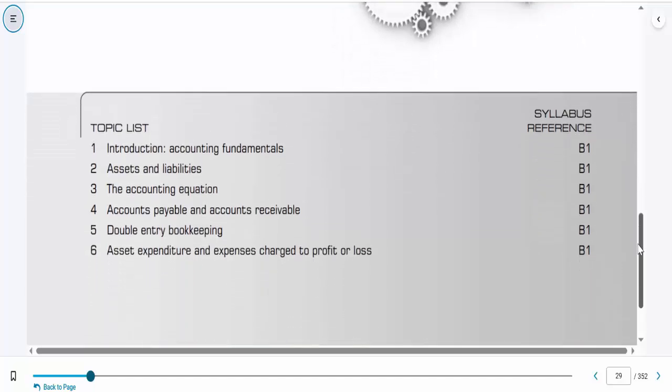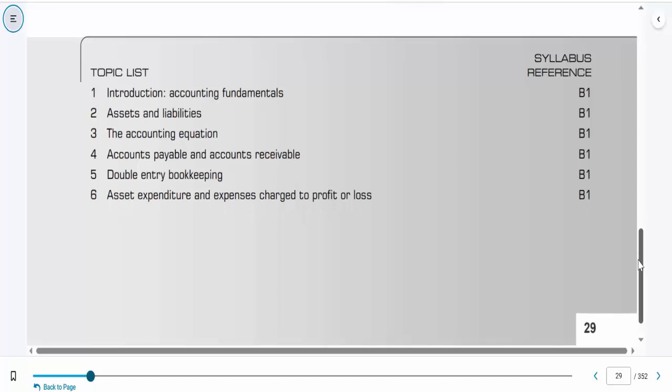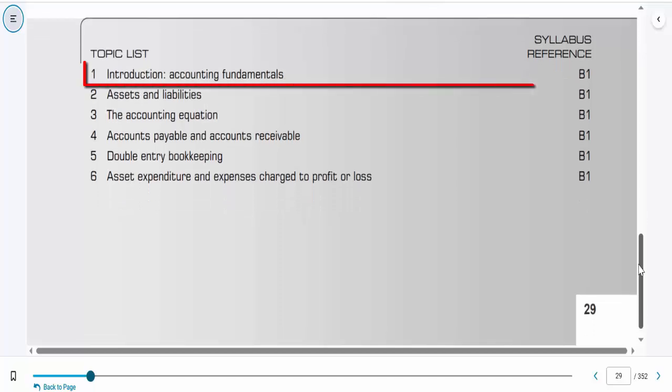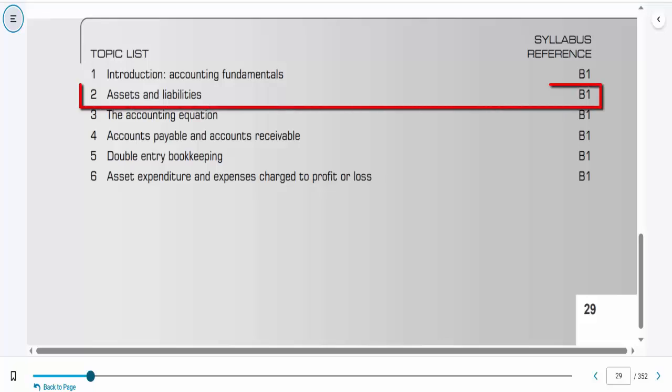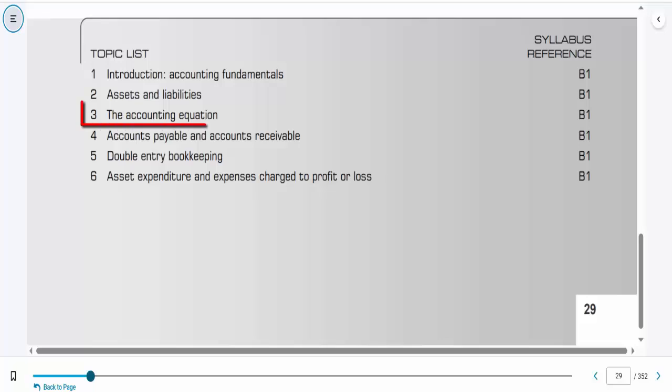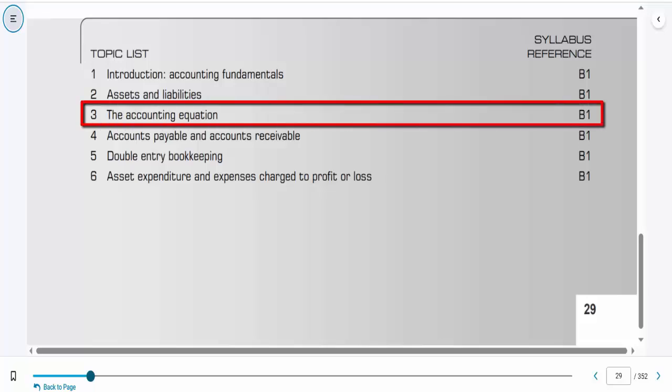1. Introduction to Accounting Fundamentals. We'll begin with the essentials, some key concepts and ideas that will help you feel more comfortable with accounting language and what it all means. 2. Assets and liabilities. Next, we'll learn about two very important terms, assets and liabilities. These are the resources a business owns and owes, and understanding them is key to knowing what the business is really worth.